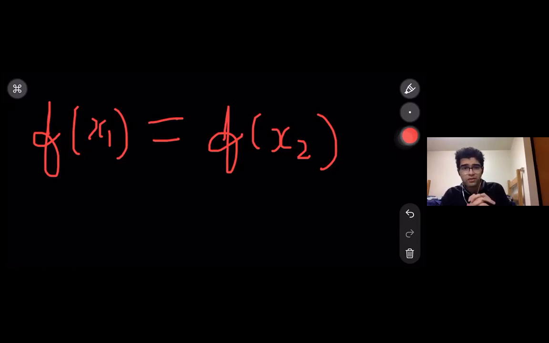If we have f of x1 equals f of x2, what can we say about x1 and x2 if this is a one-to-one mapping? Remember, one-to-one mapping says that no two elements should be mapped to the same thing. So here we are saying, suppose f of x1 is equal to f of x2. What will happen if it's a one-to-one mapping?